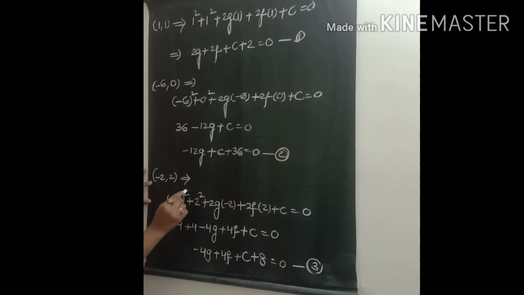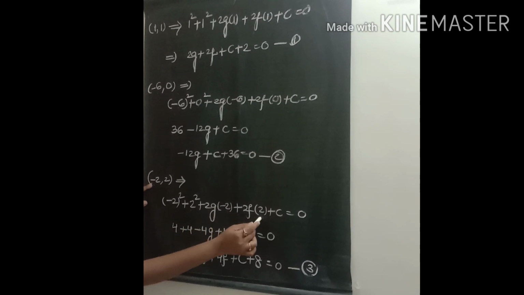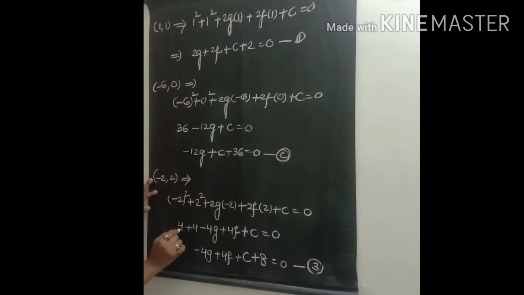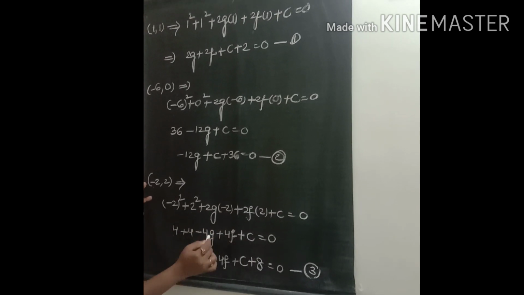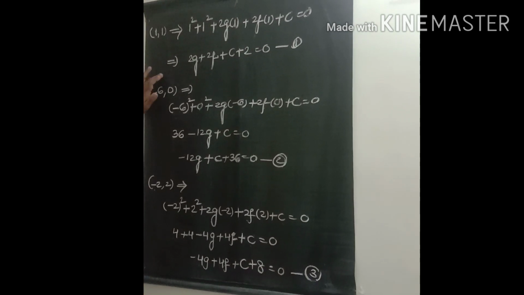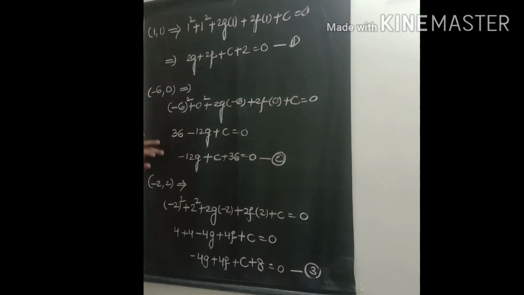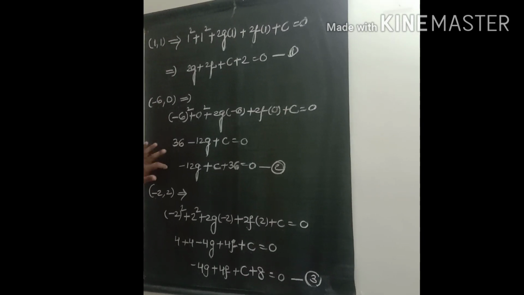And next, the third point, (-2, 2) substitution: (-2) whole square plus 2 square plus 2g into -2 plus 2f into 2 plus c is equal to 0. So 4 plus 4 plus -4g plus 4f plus c is equal to 0. That is -4g plus 4f plus c plus 8 equal to 0. Equation 3. Now we are solving these 3 equations 1, 2, 3 to get the values of g, f, c. First we solve equations 1 and 2, and next 2 and 3.